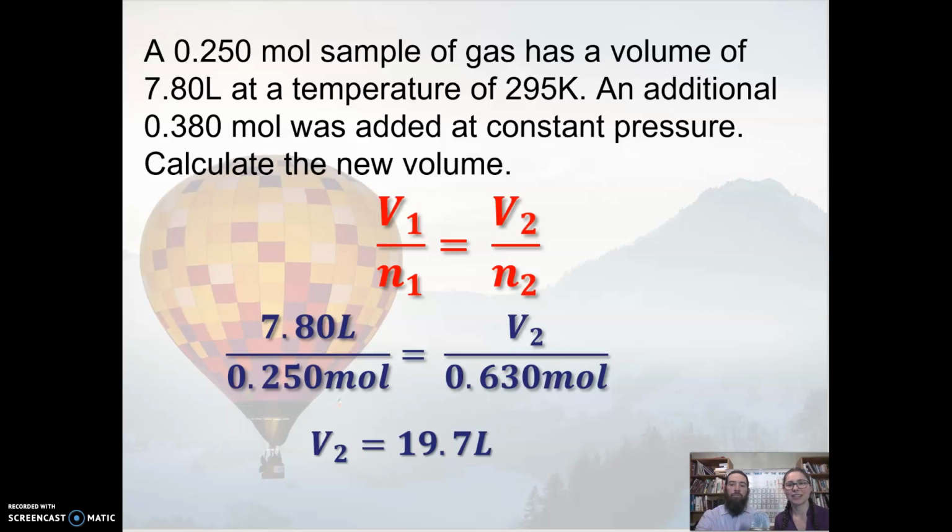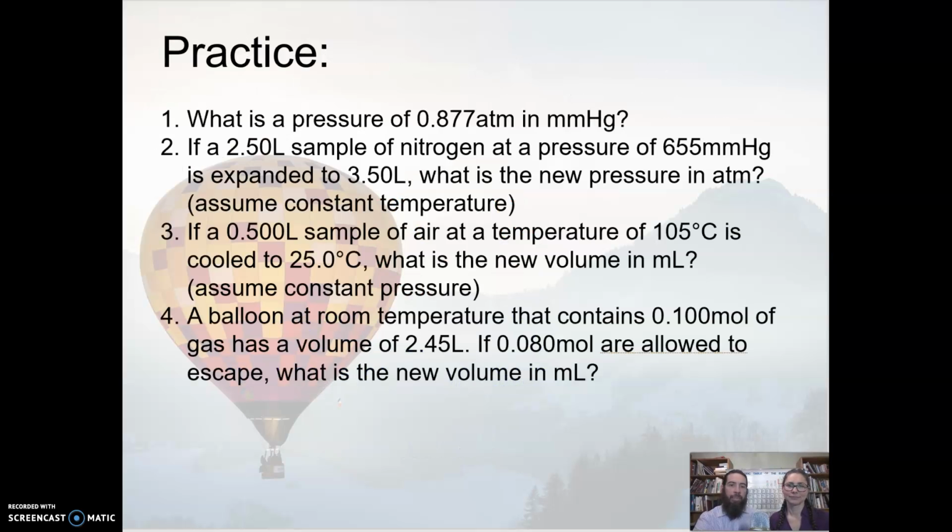So V over n equals V over n, and we can solve for our missing volume. If we have liters on one side and we solve for volume, then we're going to have liters in our answer. Always check those units. It's pretty common to put a little spin on the units. It'll ask for the volume in milliliters or something, so just keep an eye out for that.